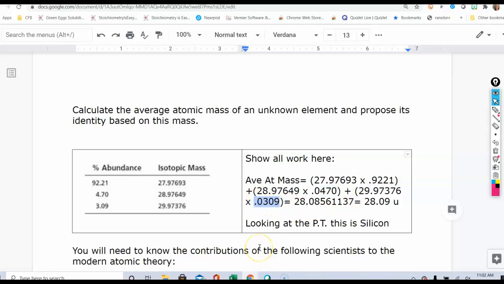So we always have to move our decimal place 2 places to the left. And then we have to add up each of the parts together, and we get 28.09. And so when we get this, that's our average atomic mass.